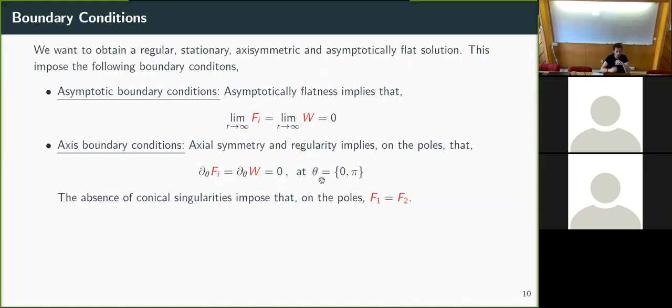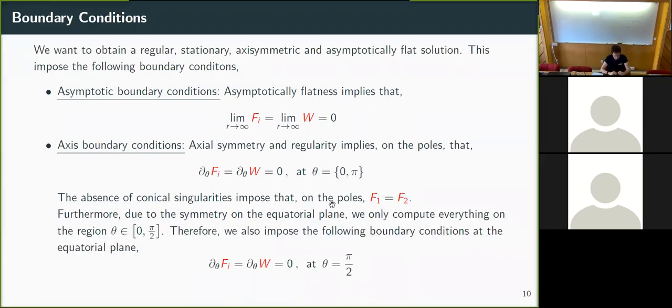Also, since we don't want to have conical singularities, f1 must be equal to 2 f2 on the poles. We don't impose this as a boundary condition, but we'll use this result as a test for the numerics. Then, since we also have a symmetry related to the equatorial plane, we can compute everything just in a region from theta going from 0 to pi over 2.